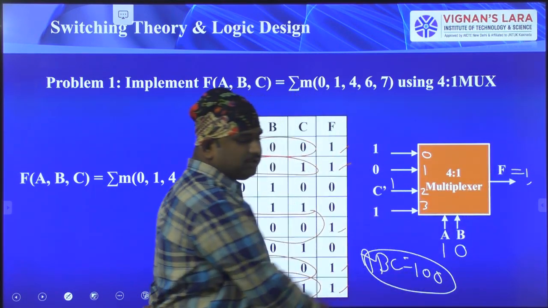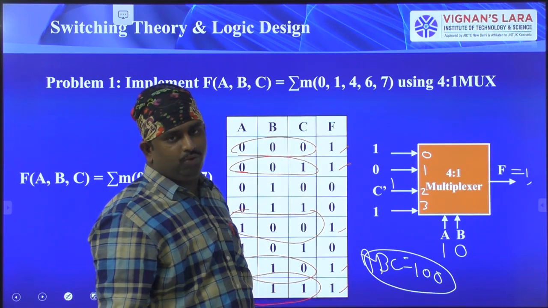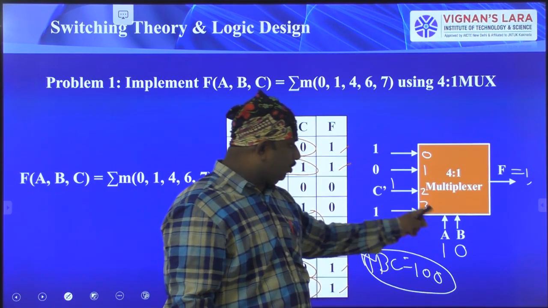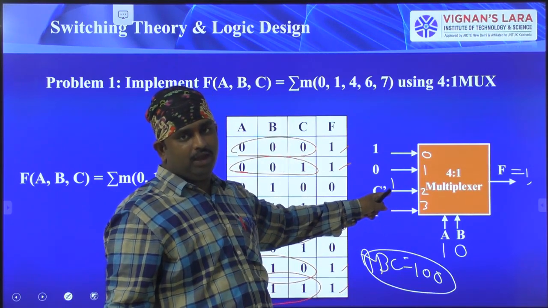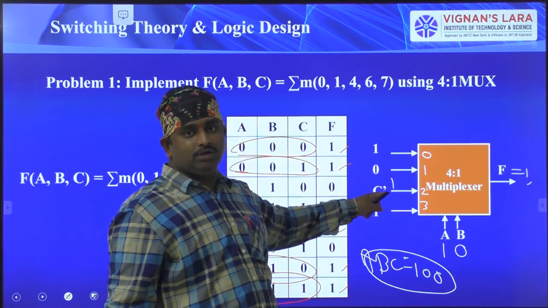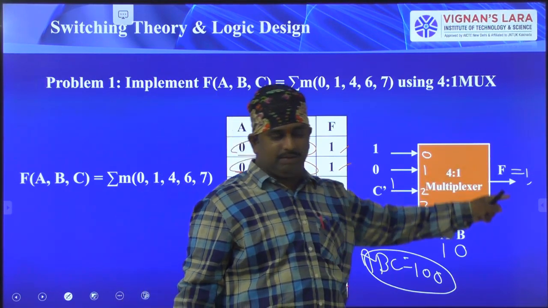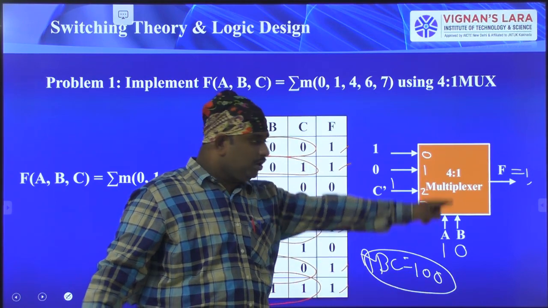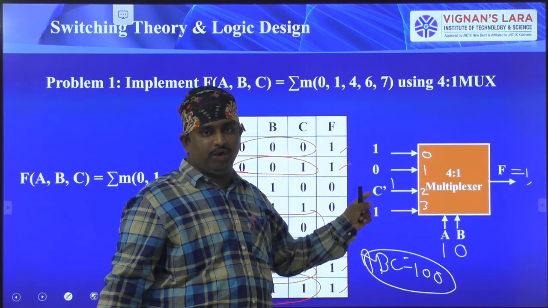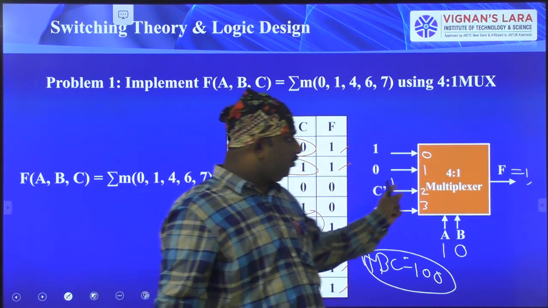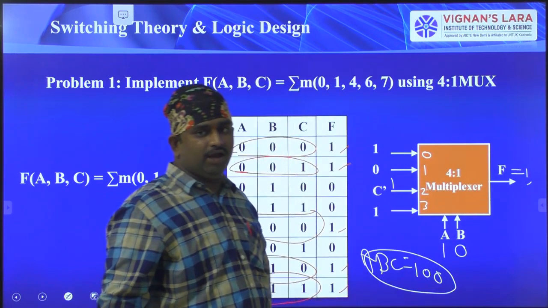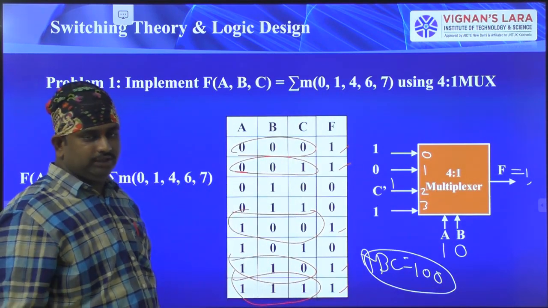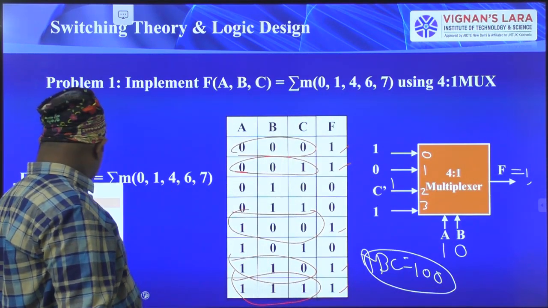Why? Because we have selected 1, 0, which is the second line. When you select 1, 0, the value is C bar. Here C we have taken as 0, so C bar is equal to 1. That one value is reflected to the output. Okay, right.